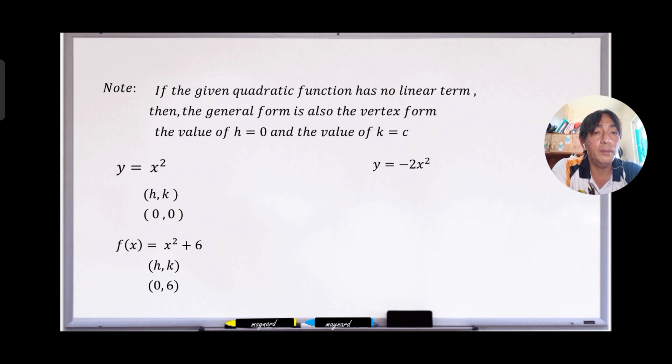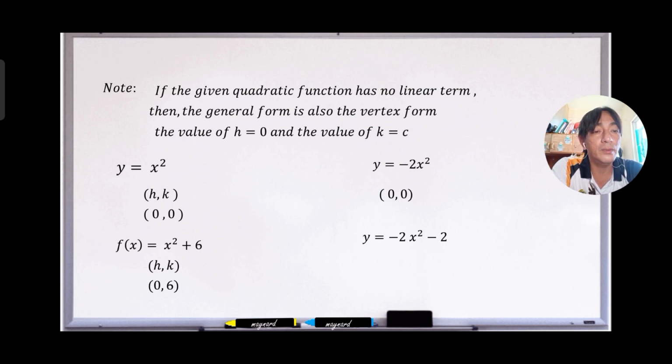Another example, parang dun sa una lang yan. Y is equal to negative 2x squared. So, wala na naman siyang linear term. Therefore, yung h natin ay 0. Wala ka namang nakikitang constant na inad. So, ang k natin dyan is also 0. So, yan ang hk natin. 0, 0, which is at the origin uli.